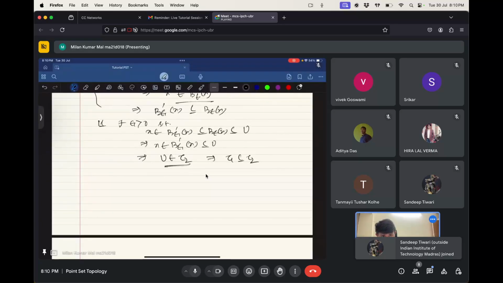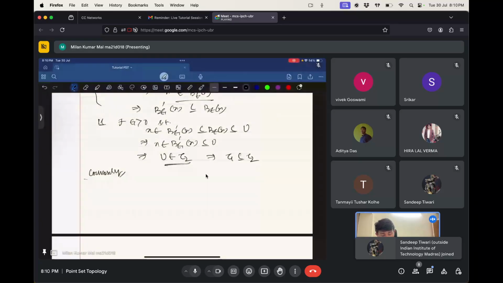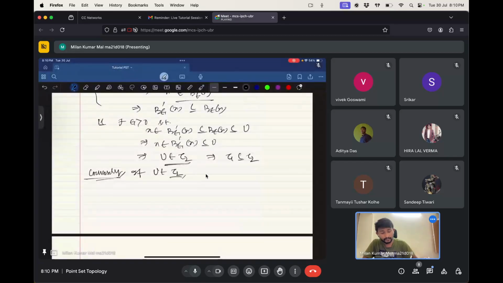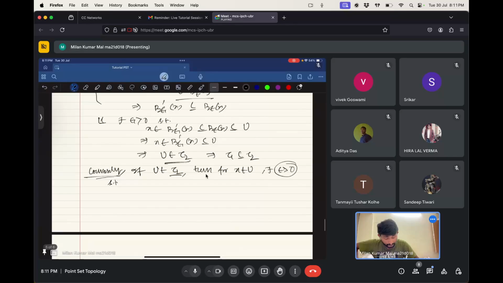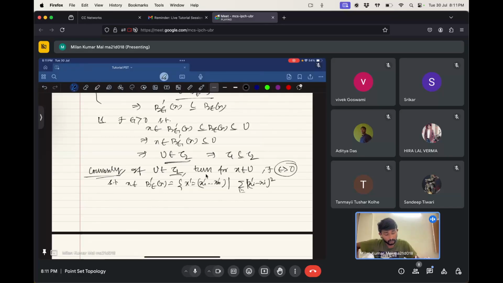Now conversely, if U belongs to tau 2, then by definition, for x belonging to U, there exists an epsilon greater than 0. This epsilon is obviously different from the previous one, just symbolically, such that x belongs to B epsilon dash of x, that is basically all those x dash equals x1 dash up to xn dash, such that the summation of xi dash minus xi squared, i equals 1 to n, whole to the power 1 by 2, is less than epsilon. And this is a subset of U.